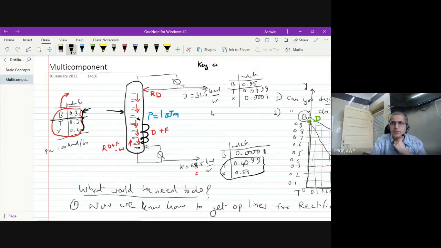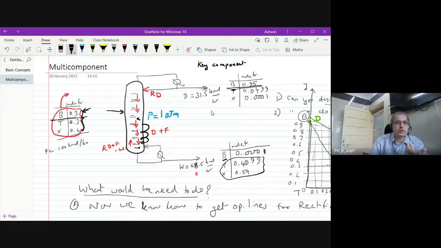So in terms of some of these notations or nomenclature you would have heard, what is the key component or the key separation? The key separation in this case is benzene versus toluene. The key non-volatile component in the distillate is toluene. The key volatile component in the bottom is benzene. You are essentially doing the benzene versus toluene separation. Do you people agree with that? Yes, no?